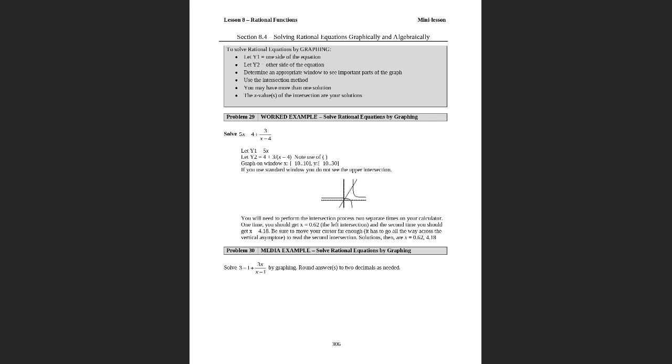And then now we are at the point where we are looking at graphing and then solving this algebraically. But I'm going to end this video here, and then we'll look at that later.